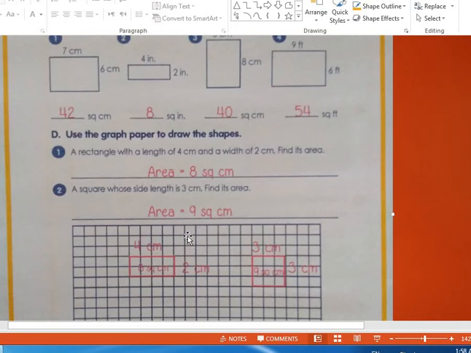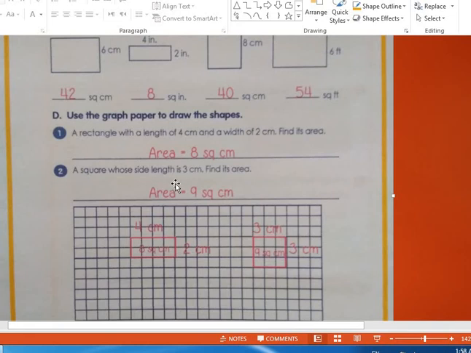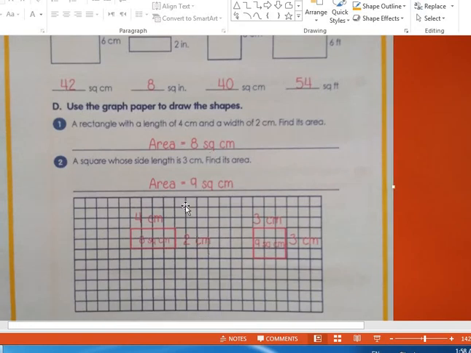Right. A square whose side length, here I have a square. The side length is 3. Find its area. Miss, he gives me just one side. What should I do? Where's the second side? I know that in a square, all sides are equal in length. Excellent, my dear students. So side times side, here will be 3 times 3. Yes, 9 square centimeters.